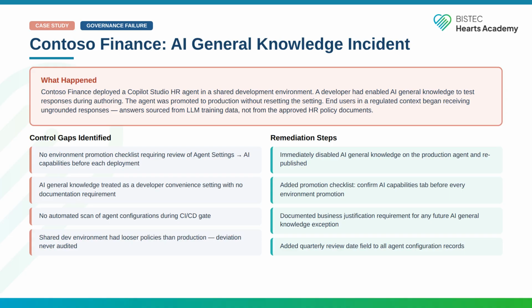None of these remediations required a product change. They required process. The governance infrastructure Contoso built after the incident is the governance infrastructure available to you before one.